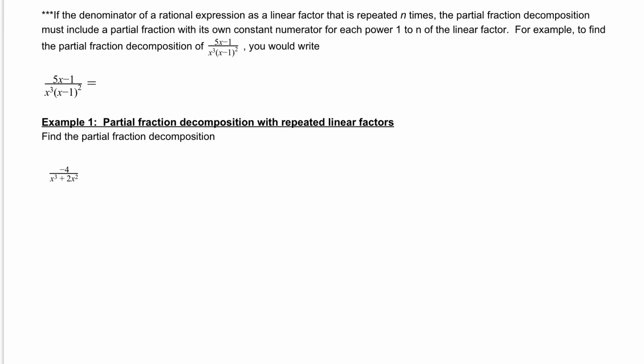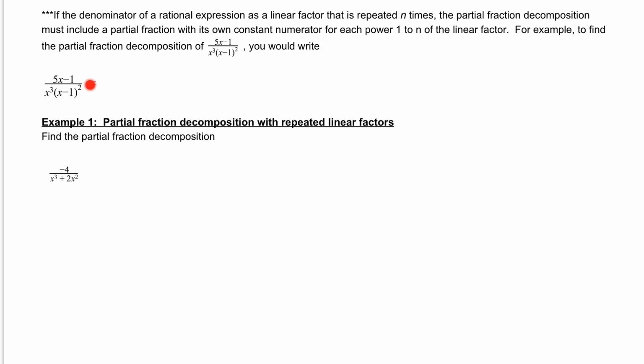In today's notes, we're going to be looking at partial fractions with repeated linear factors and also quadratic factors. If we take a look up here at the top, it says if the denominator of a rational expression has a linear factor that is repeated n times, the partial fraction decomposition must include a partial fraction with its own constant numerator for each power 1 to n of the linear factor. For example, to find the partial fraction decomposition of this right here, you would write.